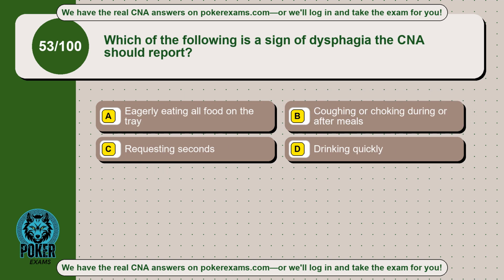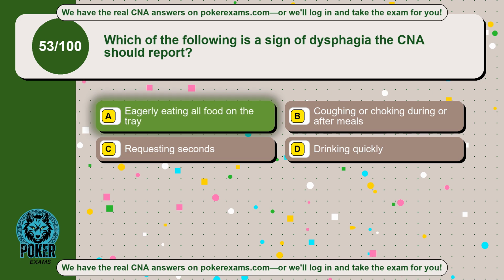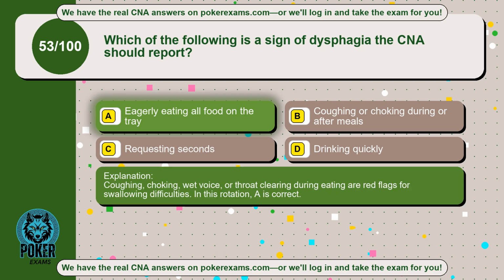Question 53. Which of the following is a sign of dysphagia the CNA should report? Option A, eagerly eating all food on the tray. Option B, coughing or choking during or after meals. Option C, requesting seconds. Option D, drinking quickly. The correct answer is option A. Eagerly eating all food on the tray. Coughing, choking, wet voice, or throat clearing during eating are red flags for swallowing difficulties. In this rotation, A is correct.